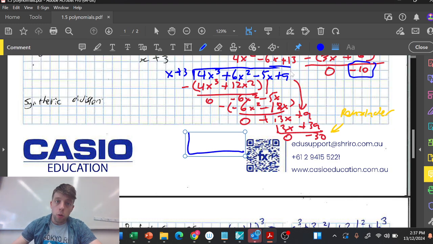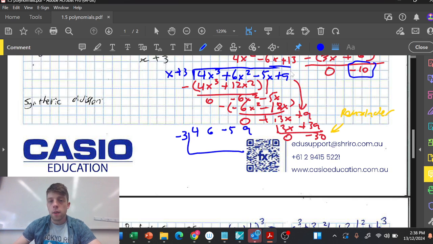What we can do is we put the factor out the front here, but we write it as the actual number factor. So when is this equal to 0? Well, it's equal to 0 when x equals minus 3, because minus 3 plus 3 is equal to 0. We write that out the front here. We have a line like this. And then we just take each of the coefficients of these terms in descending order. So first up 4, then 6, then minus 5, 9.